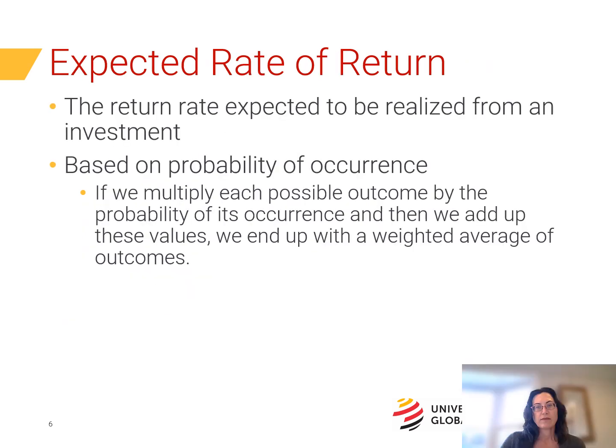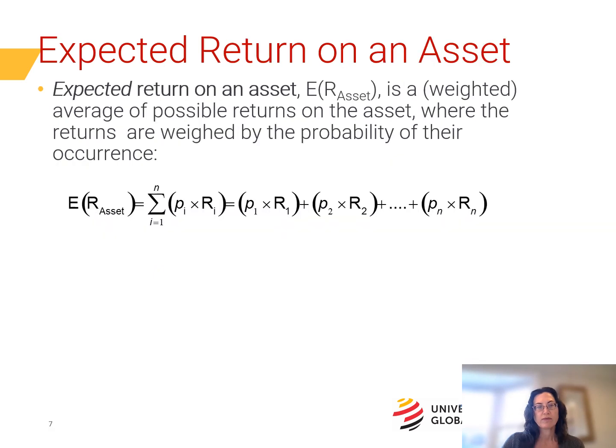price. The second measurement is the expected rate of return. This is the rate in percentage terms that an investor expects to receive. To calculate the expected rate of return, we will use the probabilities that an outcome will occur. Here, we see that the expected return on an asset is simply the weighted average of possible returns on the asset, where the returns are weighted by the probability of their occurrence.